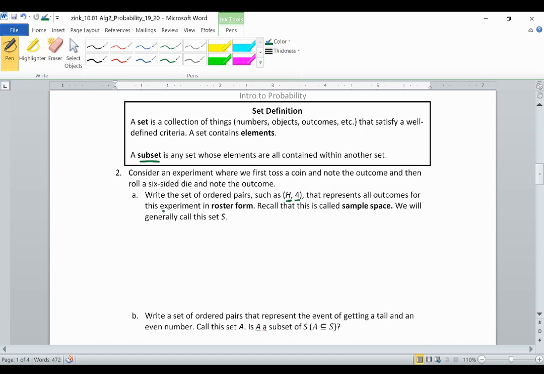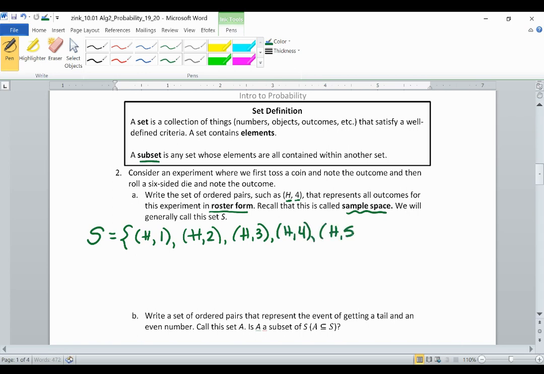That represents all outcomes for this experiment in roster form. So just as a list, recall that this is called a sample space, and we're generally going to call this set S. So S means my first thing I could get is, let's say I get heads on the coin and a 1 on the die. And let's just go in order so we don't miss any. So let's do heads, and then I get a 2. I could get heads and a 3. I could get heads and a 4. Heads and a 5. And heads and a 6.